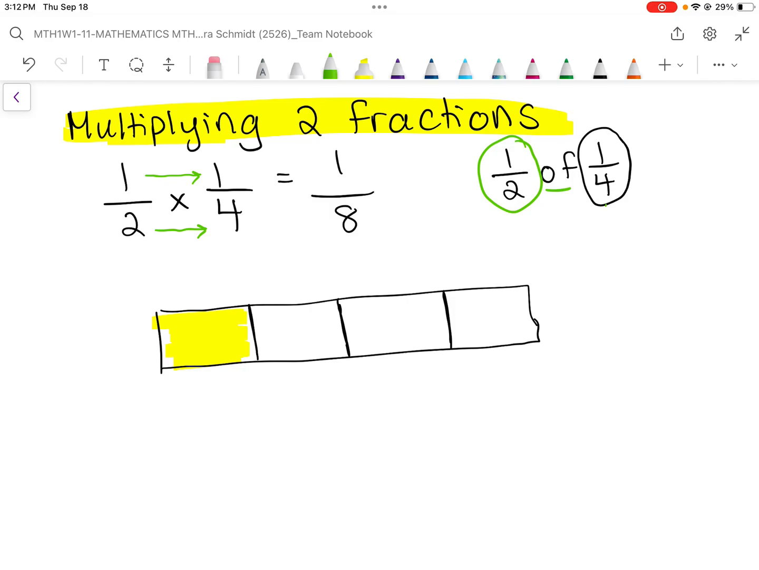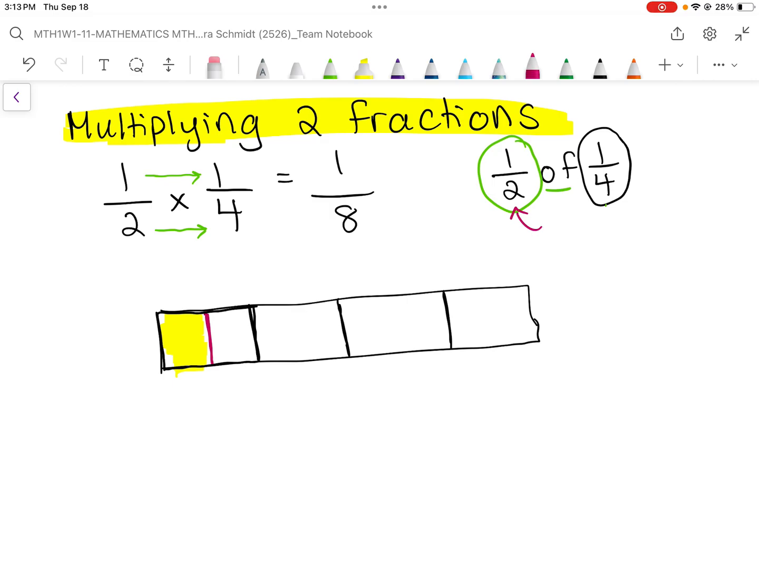But actually, I only have half of a quarter. So I don't even have that full quarter. So it's telling me I have a half of a quarter. So it's actually like I'm splitting this quarter of a chocolate bar into 2. So I only get half of that quarter. So I only get that much of a chocolate bar.